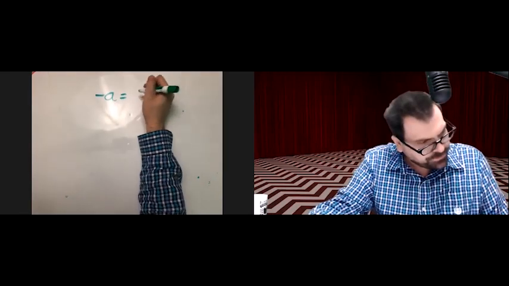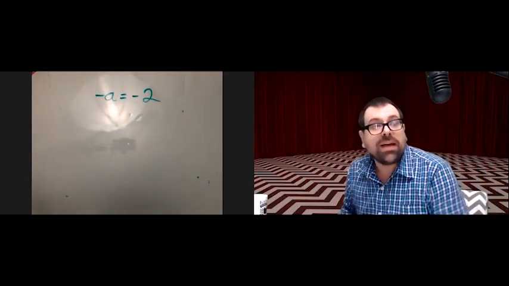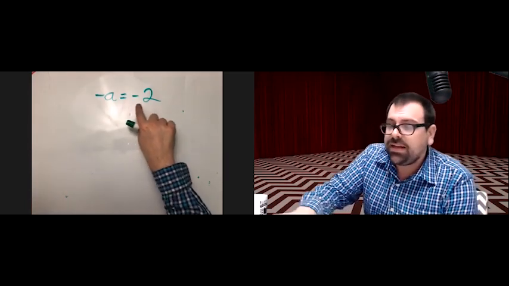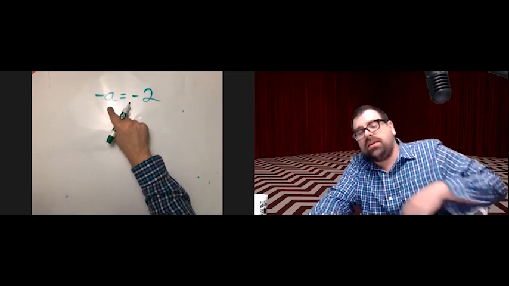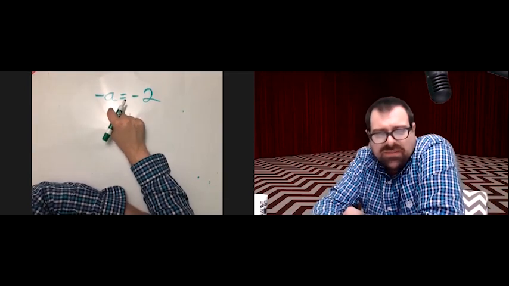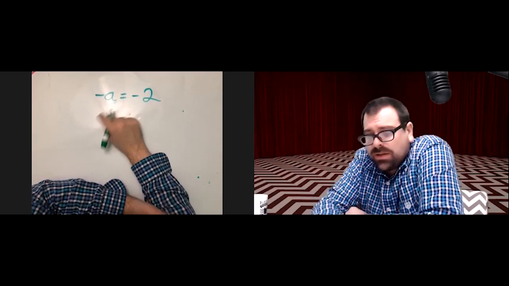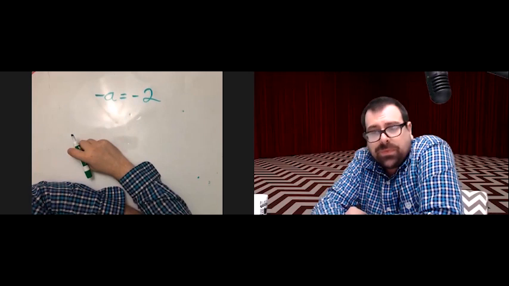Before we do anything else, let's do something quick and easy like this. The opposite of a equals -2. You might want to say negative a, but this is really the opposite of a, because a might already be negative. You never know. So the opposite of a equals -2.